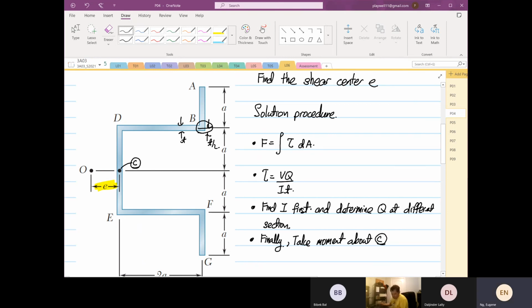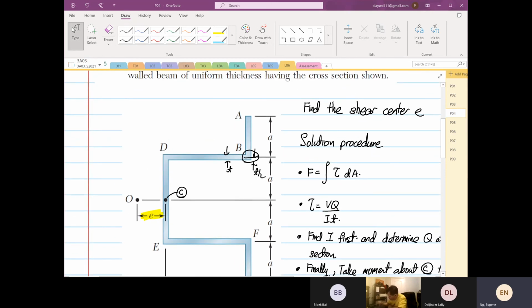All right, about point C to find the distance E. Okay, we're going to find the distance E. Okay, so let's do the first thing. So the shear force is, I'm going to draw the transformation.